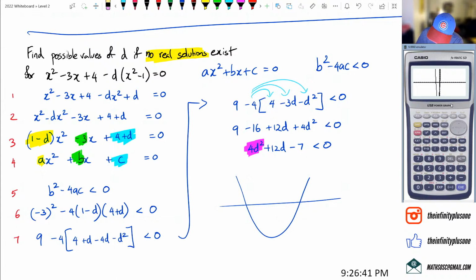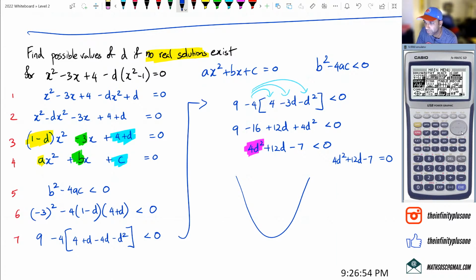What I might do is put this separate on the side here: 4d squared plus 12d minus 7, and I'm going to put it equal to 0. The reason we put equals 0 is because then we can get the 2 roots. So we're going to go into equation, go into polynomial, degree 2, and chuck in those values. So we've got 4, we've got 12, and we've got -7. Great. So d is equal to 0.5 and -3.5.